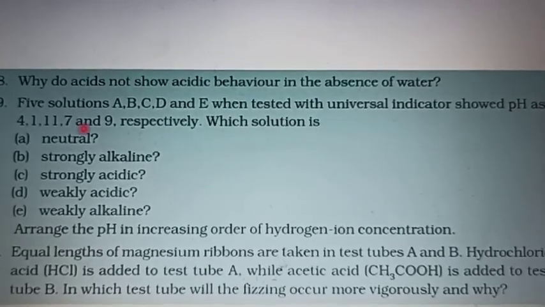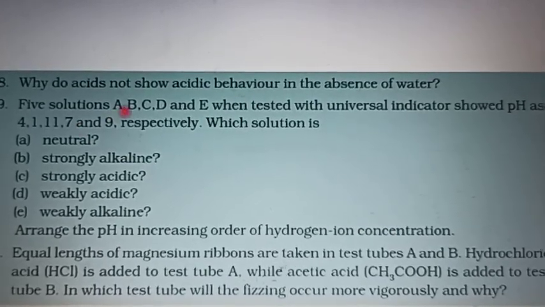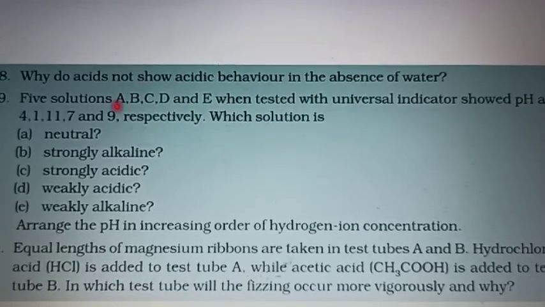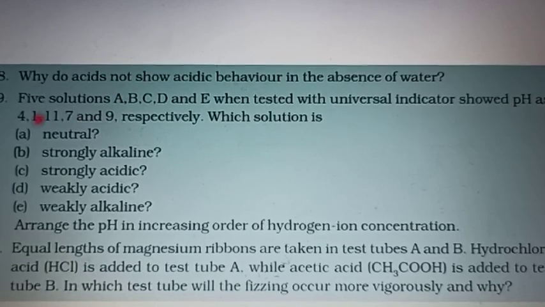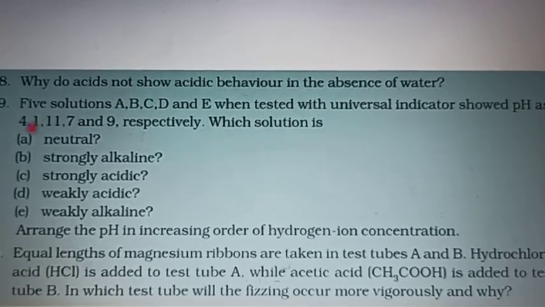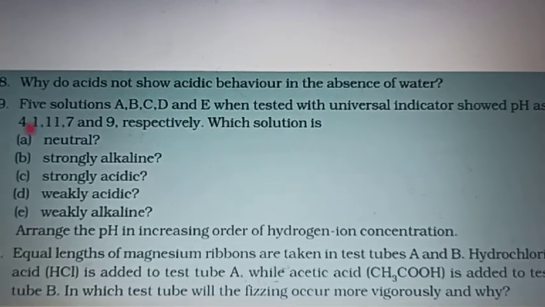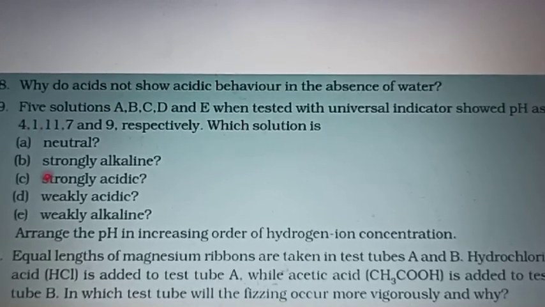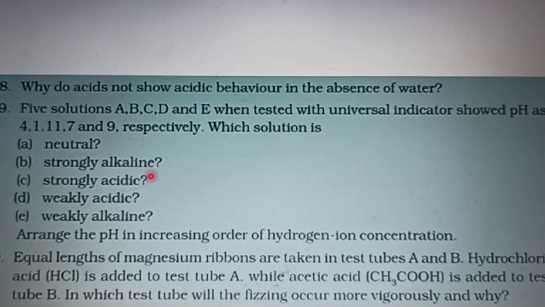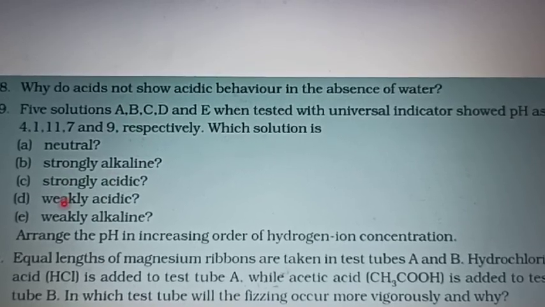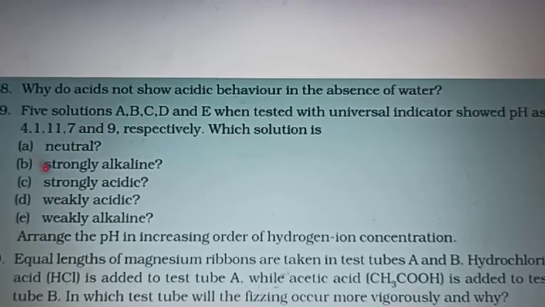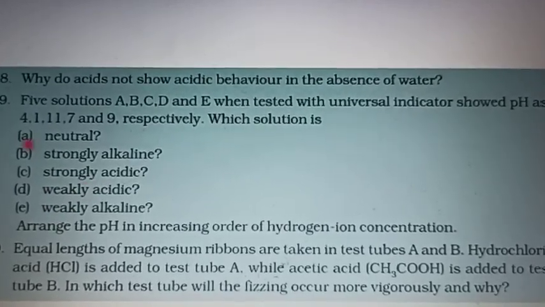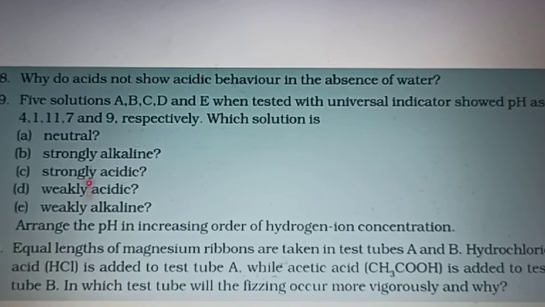So first of all, you will see these 5 solutions. A, if you see, A4. A4 means it is a weak acid. So the option D will be for A, because it is weakly acidic. Acids are below 7, and 4 means weakly acidic.